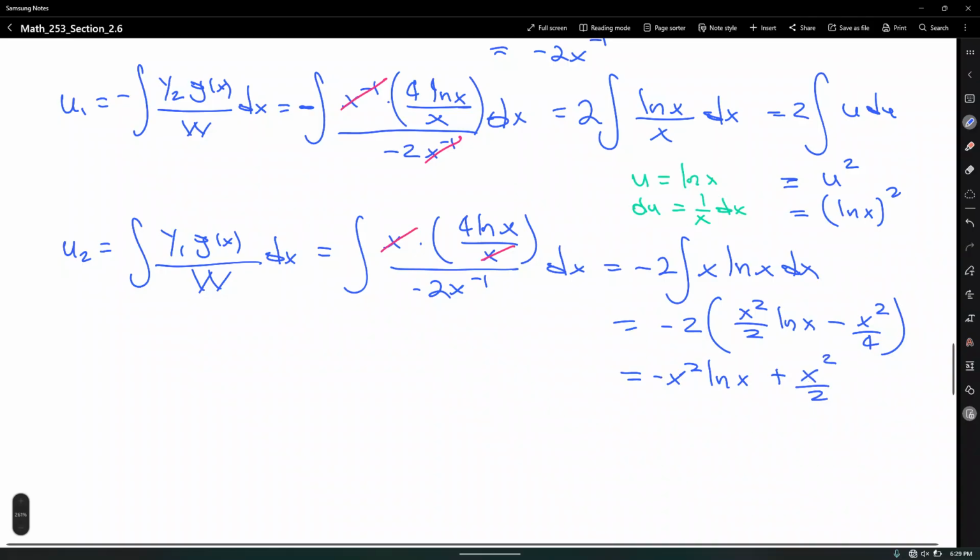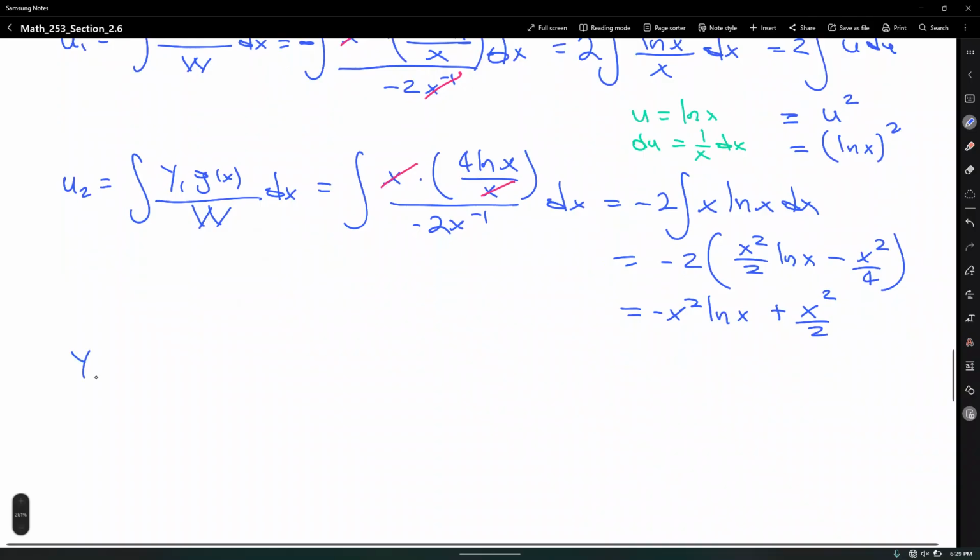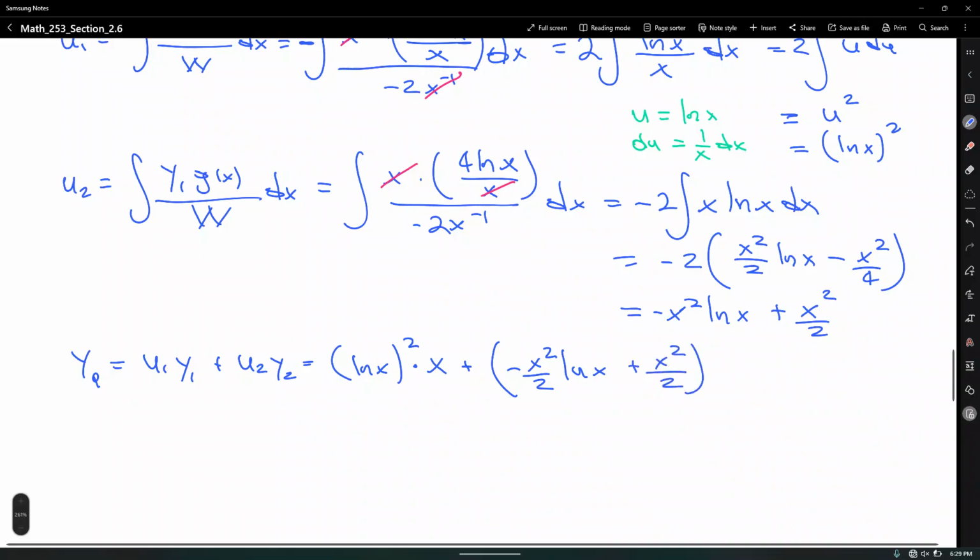So what do we do? Let's form y sub p. Y sub p equals u1 y1 plus u2 y2. What did we get for u1? Ln of x quantity squared times y1. But what's y1? Isn't that just x? Plus u2, which is all this here: negative x squared over 2 ln of x plus x squared over 2, times y sub 2, which is x to the negative 1.